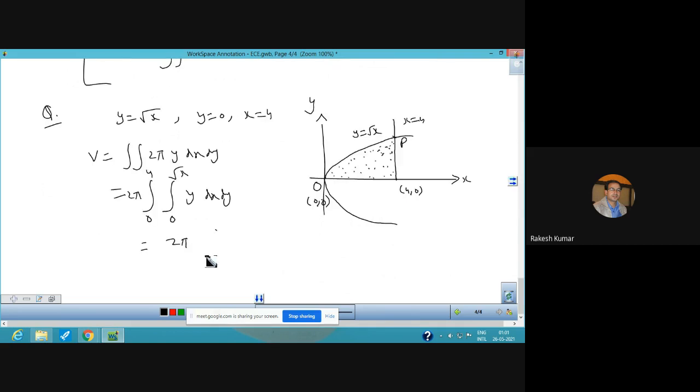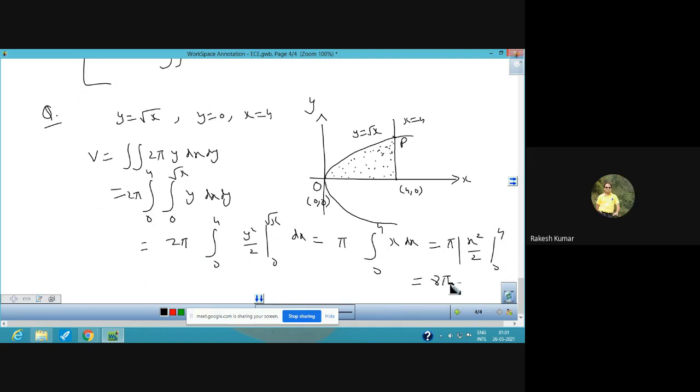Now you can integrate and get the required volume. So 2 pi, 0 to 4, y square upon 2, 0 to square root x, dx. So pi is there, 0 to 4 x dx, integrated, pi x square over 2, 0 to 4. So you will have 8 pi. So this is the required volume when the curve is revolved about x-axis.